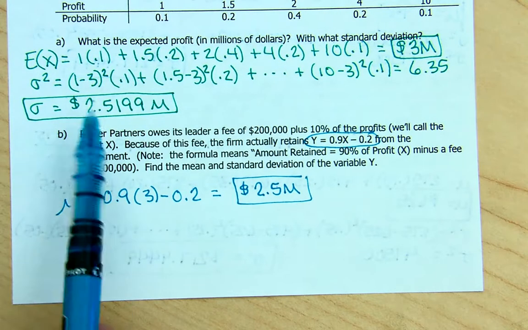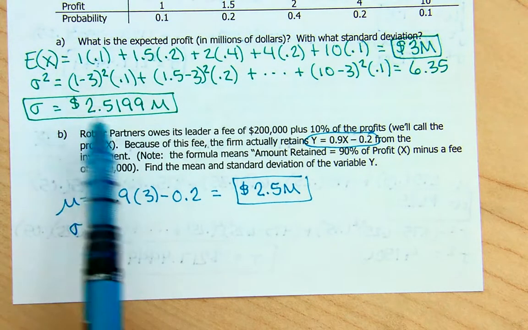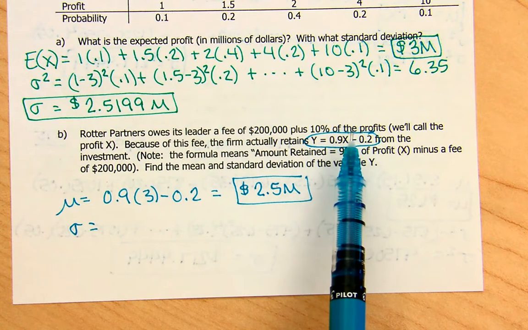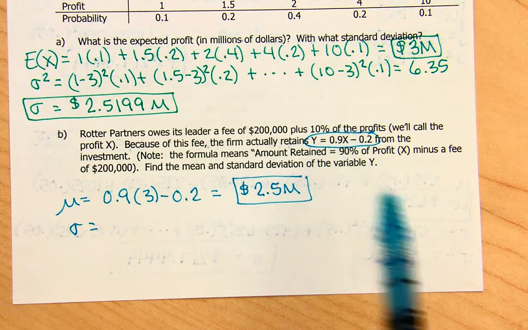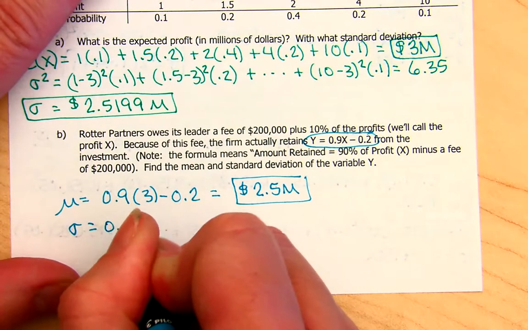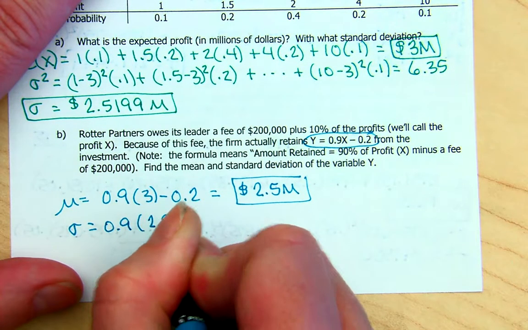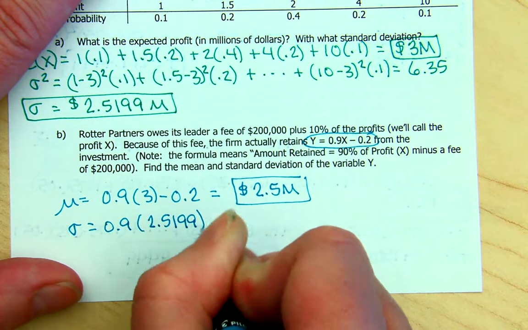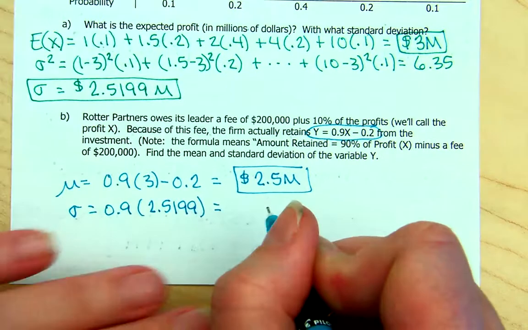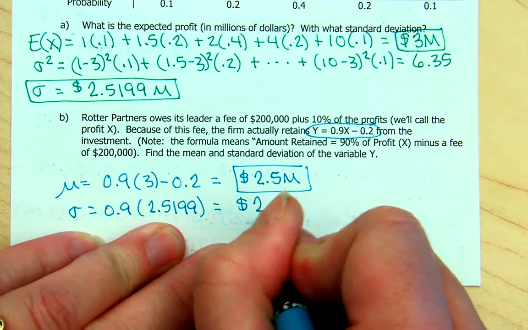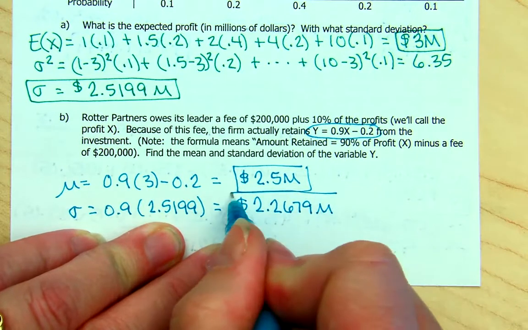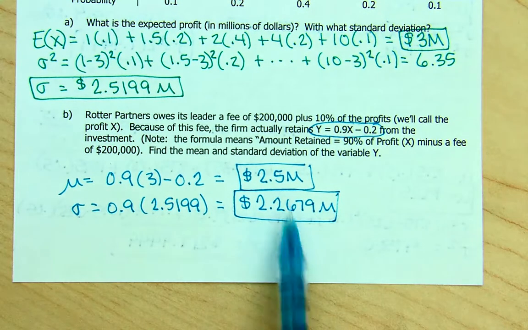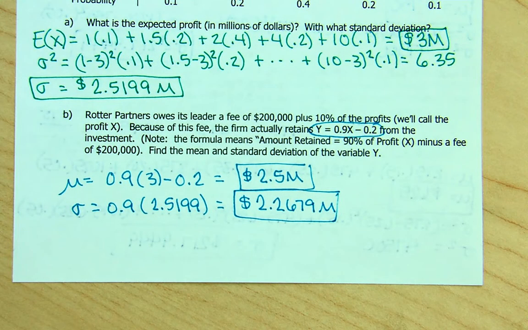For standard deviation, I'm going to plug in this number to the formula, but which part do I not do? The subtraction. I do the multiplication only. So there's my mean and my standard deviation for the profit made on the investments.